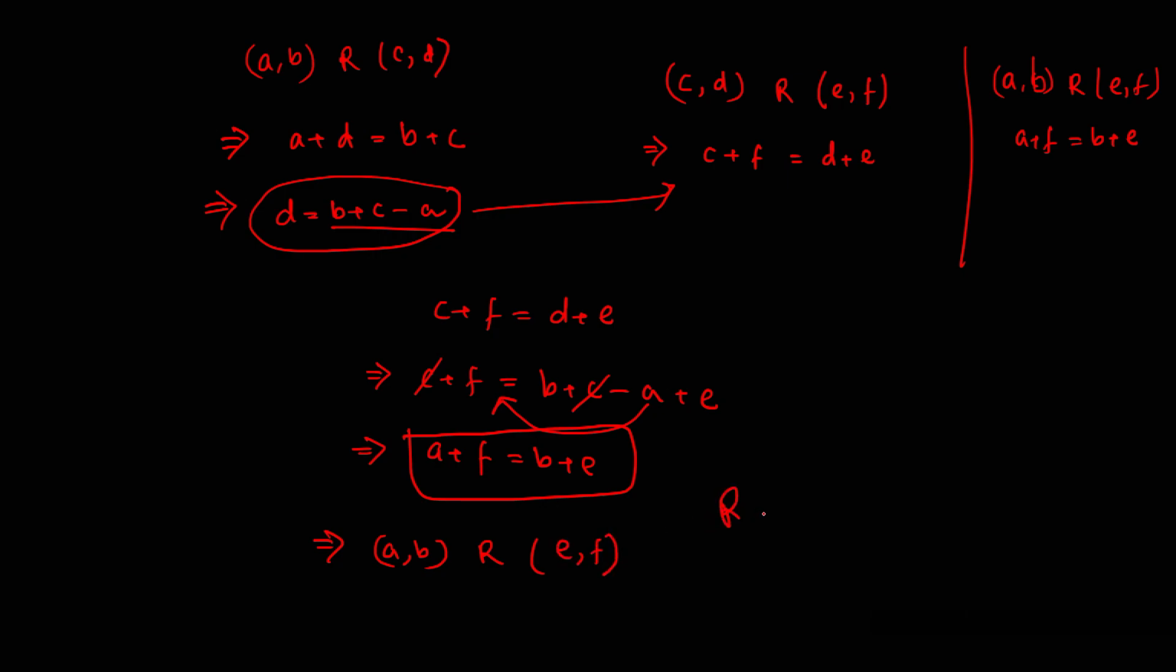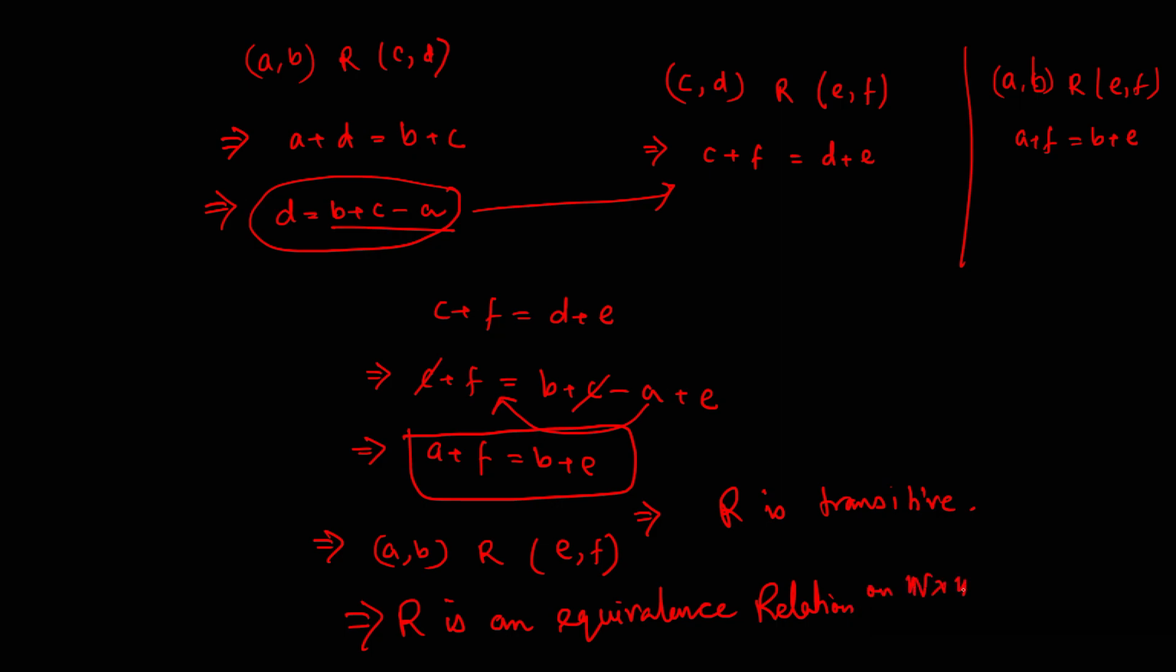So that means R is transitive, and hence R is an equivalence relation on N cross N.